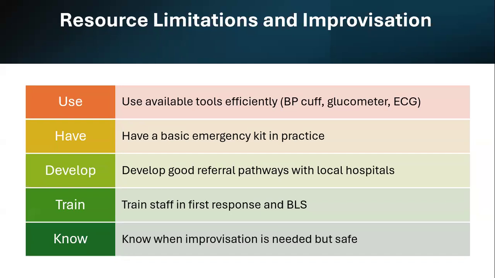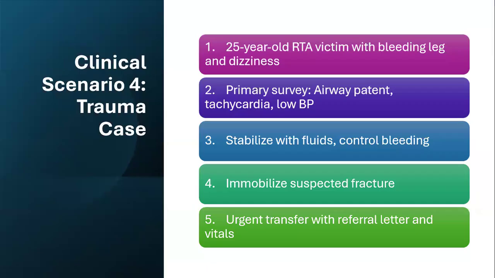And you have to train staff, although in our setting we don't have trained nurses and really qualified nurses. We have to train our healthcare assistants when it comes to first response and basic life support, and also know when improvisation is needed, but safe. For example, if you see that there is a hemothorax or pneumothorax, sometimes you may not be able to insert an ICD tube, but you may insert a wide bore needle, right? Like that, you have to improvise when it comes to real life setting in general practice.